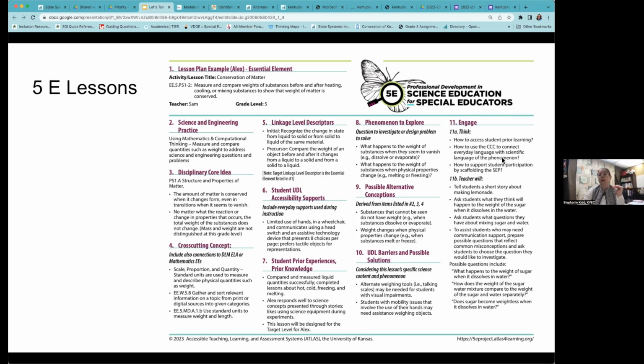So does somebody want to make a comment? Well, I didn't know if they understood what those 5E lessons were, but the words are engage, explore, explain, elaborate, and evaluate. That's what the 5 E's mean, if you didn't get it, but it's incorporated in this lesson right here. You just have to pick them out.